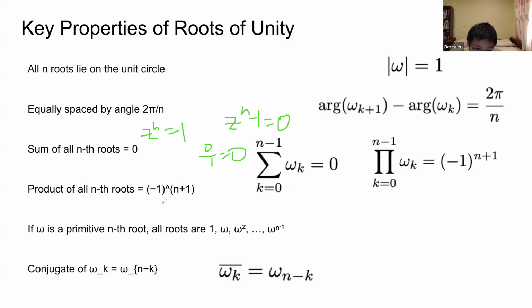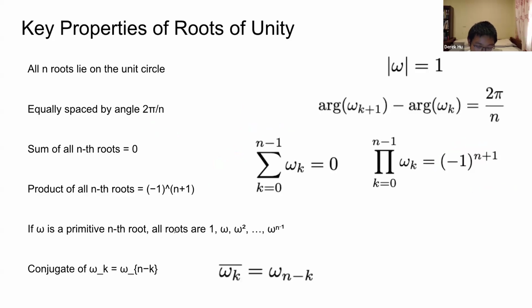And then for the product of the nth roots of unity, we can just use Vieta's formula again. So we have -1 over 1. However, sometimes this will be positive, sometimes this will be negative, and this depends on the degree of the polynomial. So that's why we have -1 to the n plus 1 here.